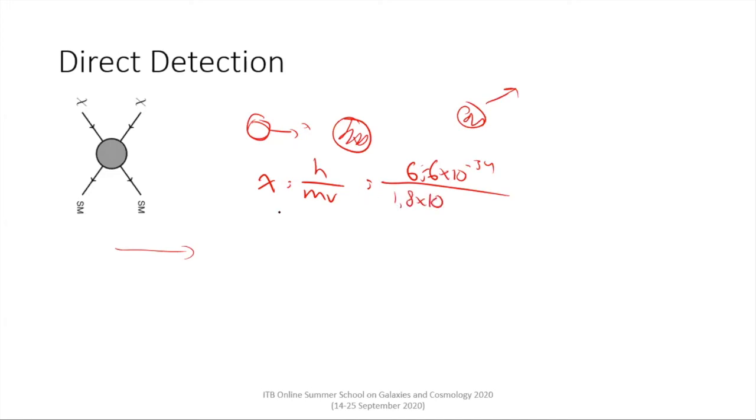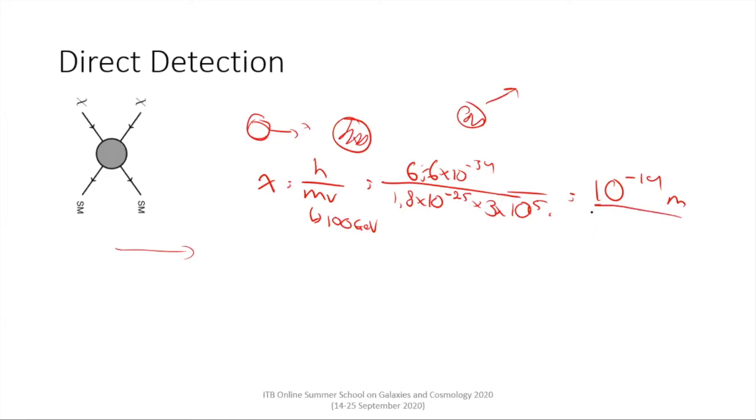So 100 GeV is about 1.8 times 10 to the minus 25 kilograms. We take the WIMP to be 100 GeV, and I go back to SI units just for fun. Then the velocity is 10 to the minus 3 of the speed of light, so 300 kilometers per second, which is about 10 to the 5 meters per second. If you work it out, minus 34, minus 25, 5, hopefully I do the math correctly, you'll end up with something like 10 to the minus 14 meters. And that's correct.